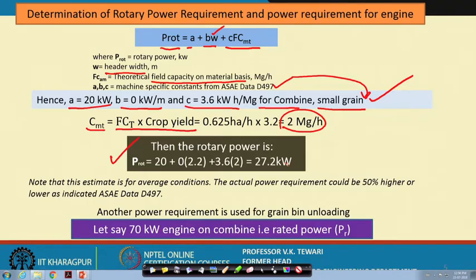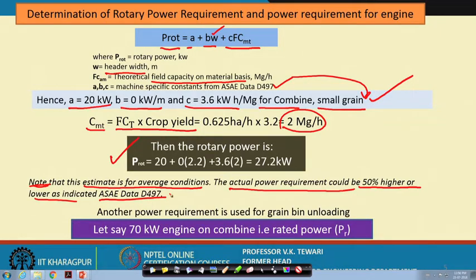Now, there are certain considerations here. This is the power required for the rotary portion only, but then you need to look into what should be the total power to be taken, and the power of the engine. Now there is a note given which is essential, and designers must look into it. The estimate is for an average condition, but the actual power requirement could be 50% higher or lower as given in this.